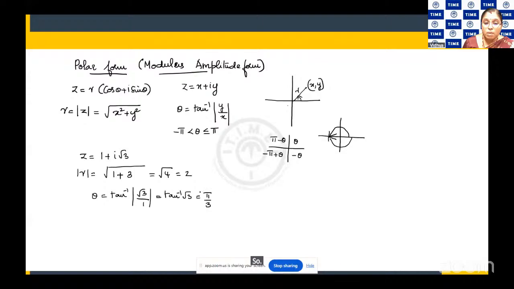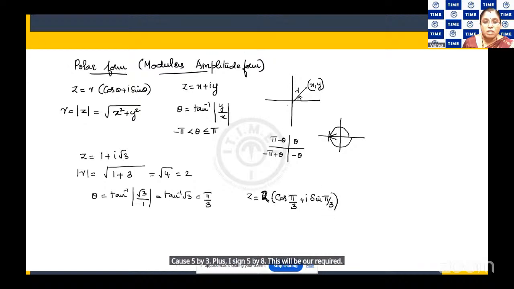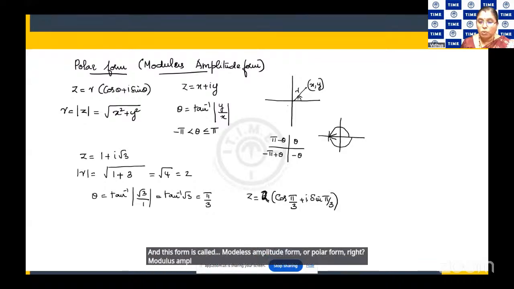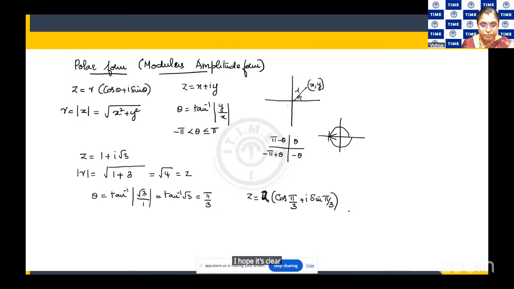So how can you write this complex number? This is your theta and this is your r. So we have to write the complex number in this form. So z is equal to, r is 2, into cos pi by 3 plus i sin pi by 3. This will be our required complex number. 2 into cos pi by 3 plus i sin pi by 3. And this form is called modulus amplitude form or polar form. I hope it's clear.